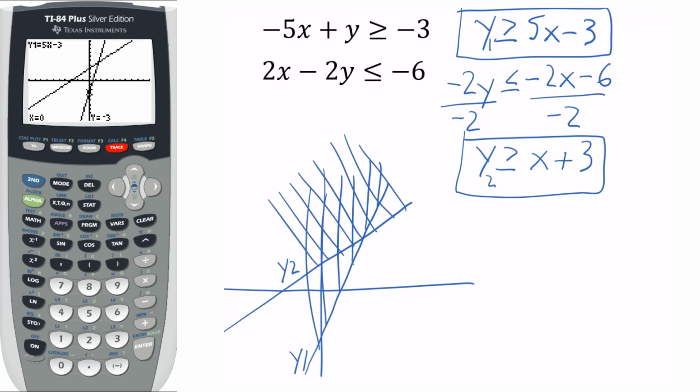And so once we have both of these shaded, we can see that we have an area kind of on the top left side of our graph that is shaded by both y1 and y2, and that region we'll call the feasible region.